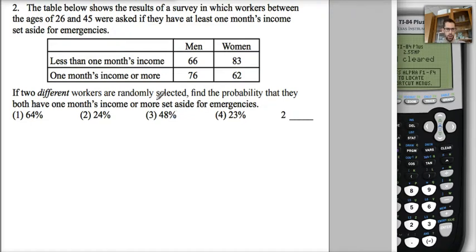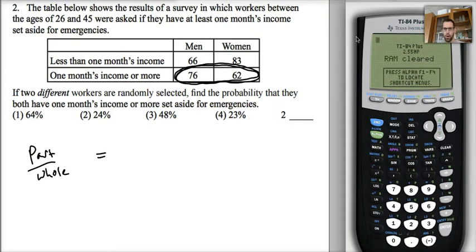Okay. So 1 month's or more means these folks are going to be my numerator. These are the people who have set aside 1 month's or more salary. And then the other question is how many total people there are, right? Because it's always part over whole. So I'm going to calculate the whole population first. So I need to add together all of the men and all of the women. It doesn't look like anyone's getting double counted here, so I can add all the numbers together.